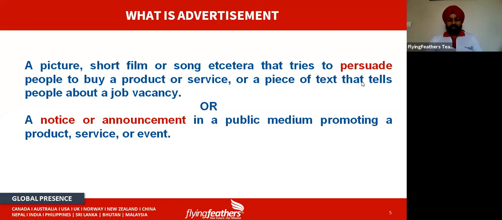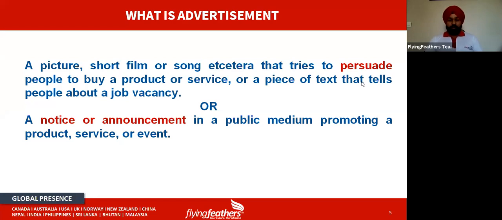So advertisement can be in the form of a short film also, or even on television we see that every product's advertisement is shown. There it is in the form of songs. So it can be in any way, but what is the main motive? To persuade people, to encourage people to buy a product or service, or a piece of text that tells people about a job vacancy.